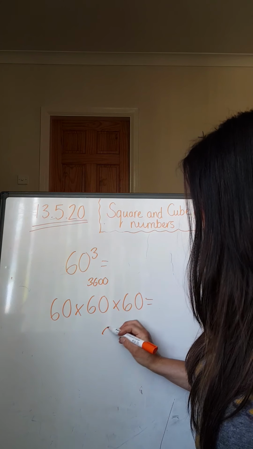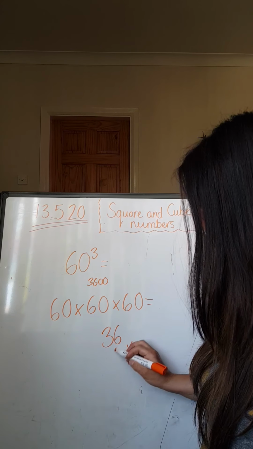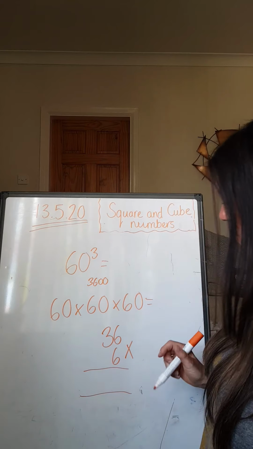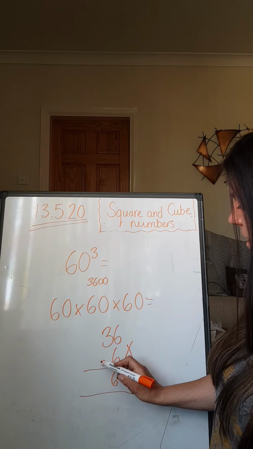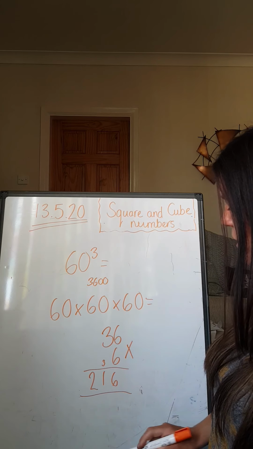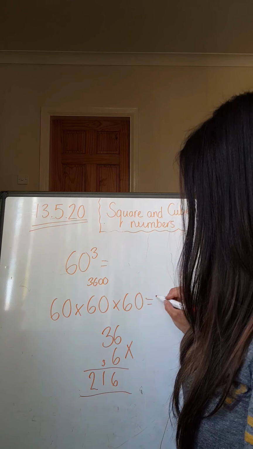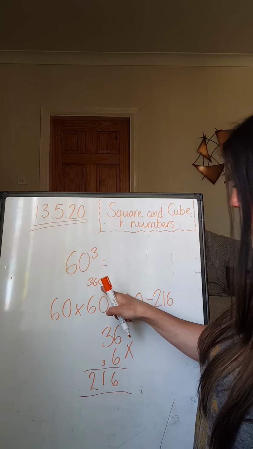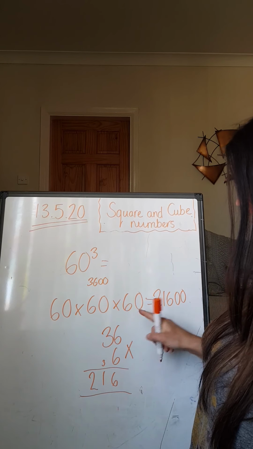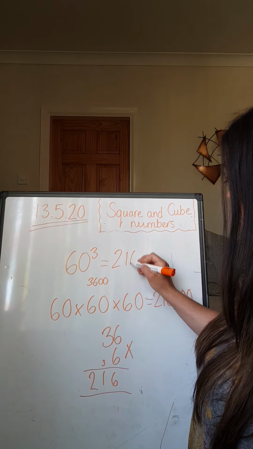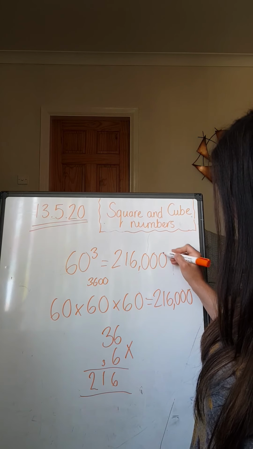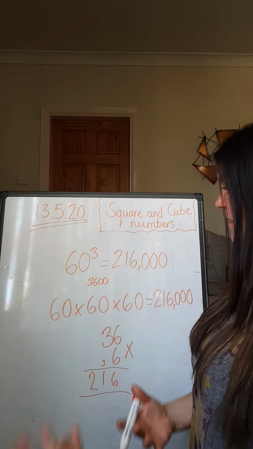Then if I did 36 times 6 in a column, 6 sixes are 36. 3 on the doorstep, 3 times 6 is 18, 19, 20, 21. I would have 216. So the answer is going to be 216 plus my 2 zeros plus the extra 0 at the end. So I've got 216,000.